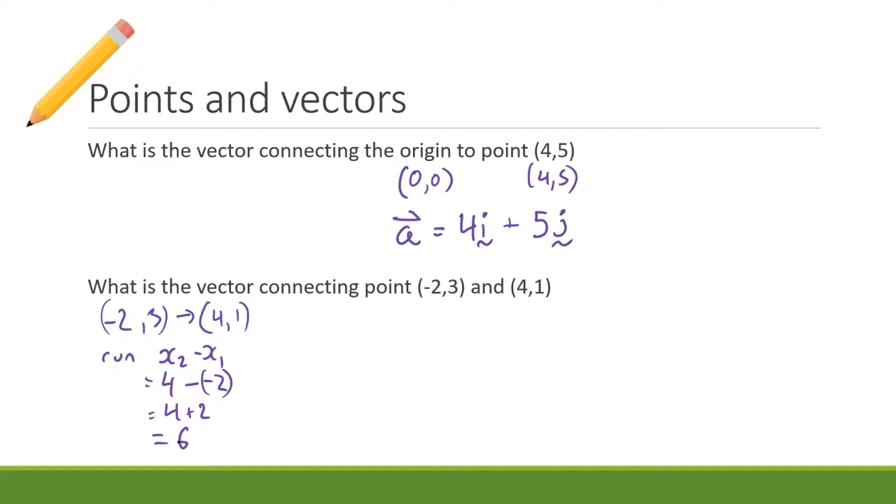So that means for B, the first part of B is going to be 6i. Now, for the rise, we would just do y2 minus y1, which is going to be 1 minus 3. Now, 1 minus 3 is going to give you a negative number. It's going to be negative 2. So that means we're going to have a minus 2j. And that's our vector for connecting those 2 points.